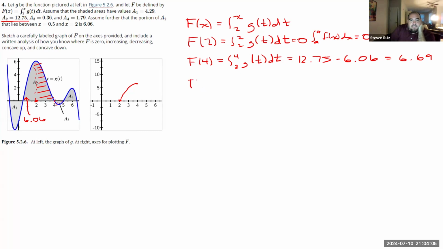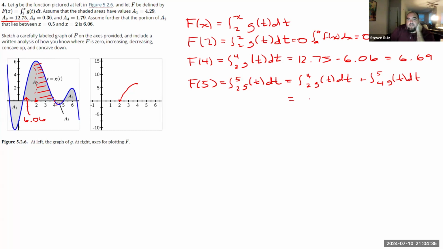So now let's do this. What is f of 5? f of 5 is equal to the integral from 2 to 5 of g of t dt. Which we can say is equal to the integral from 2 to 4 of g of t dt plus the integral from 4 to 5 of g of t dt.